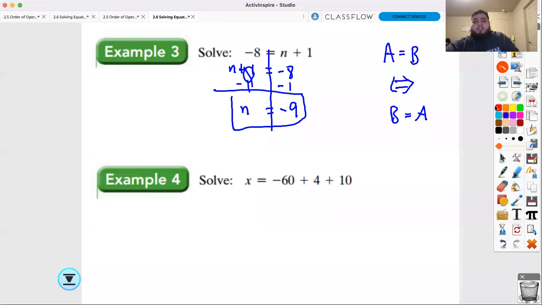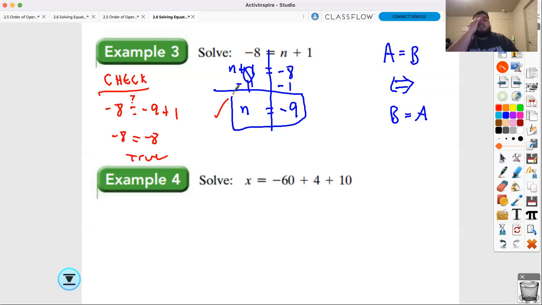Now we want to make sure we checked it, right, to make sure we're good. So then we check. And then we get -8 equals -9 plus 1 question mark. Then we get -8 equals -8, which is true. So this is the solution, class.